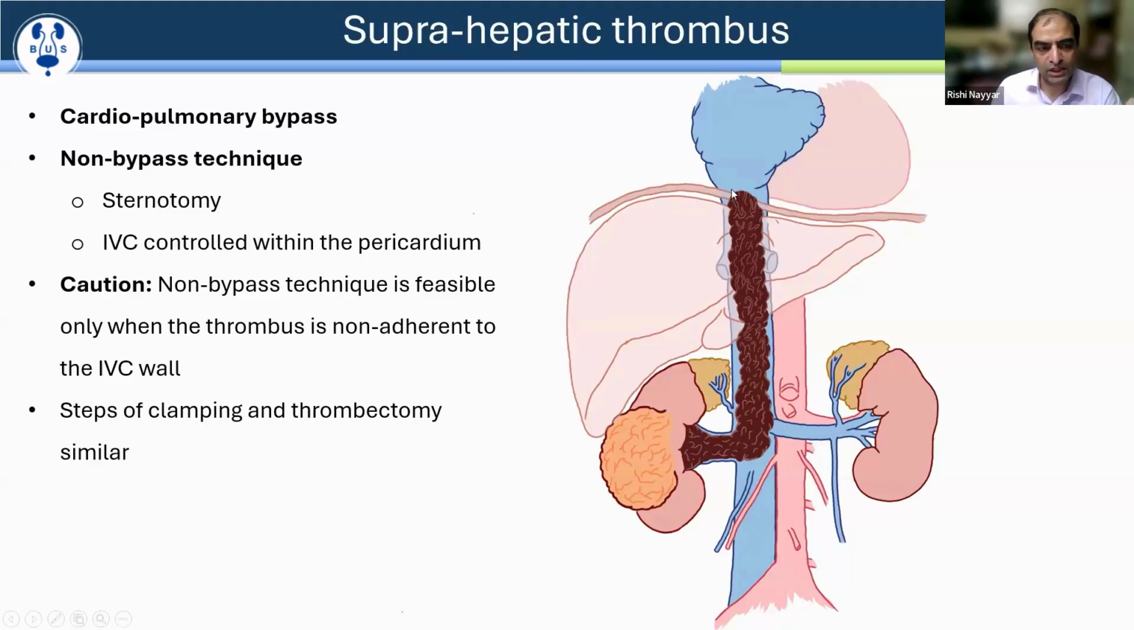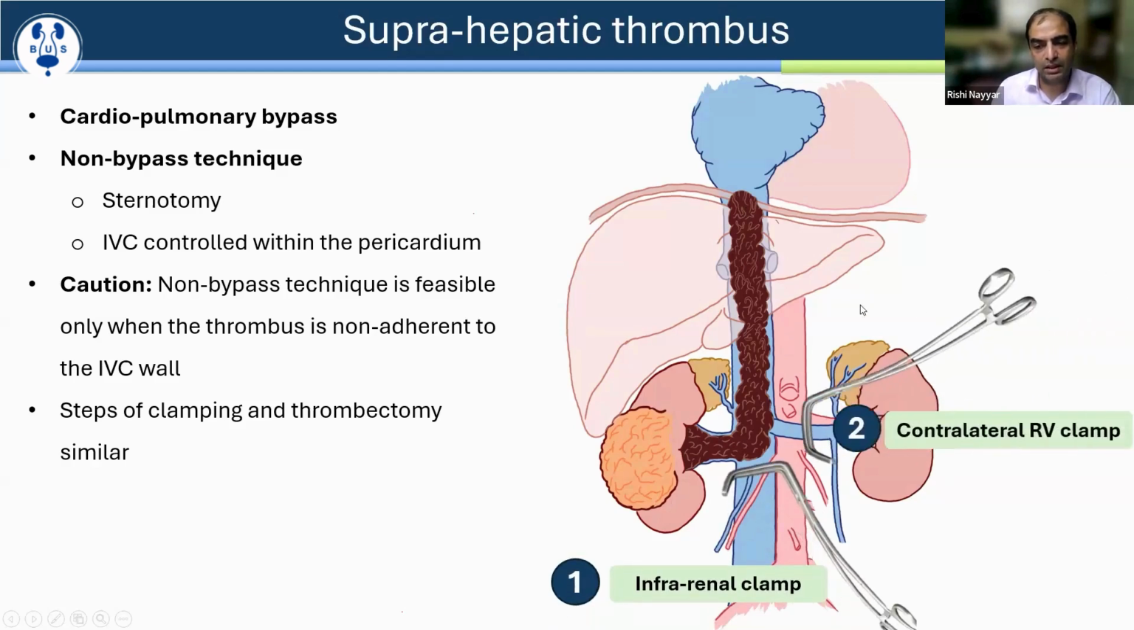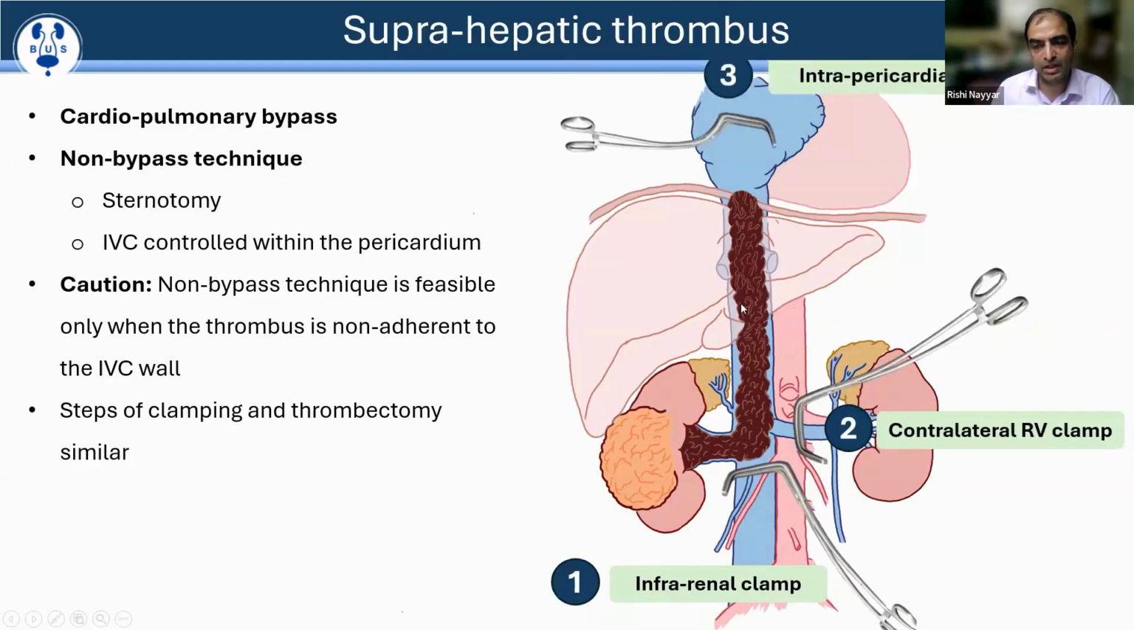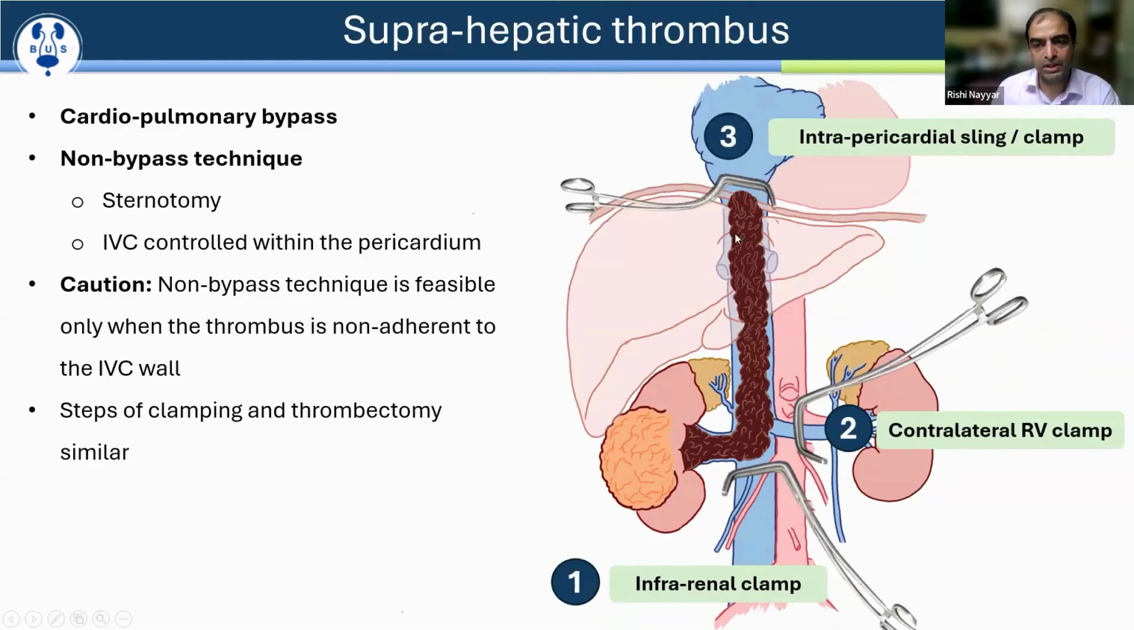And without putting the patient on bypass, the rest of the procedure can be done as we had discussed for the previous level, or the level 2 retrohepatic thrombus. Again, the clamp would be on the IVC, on the opposite renal vein. The third clamp would be on the porta hepatis, which is the Pringle maneuver, and then the fourth clamp would be in the intrapericardial IVC.